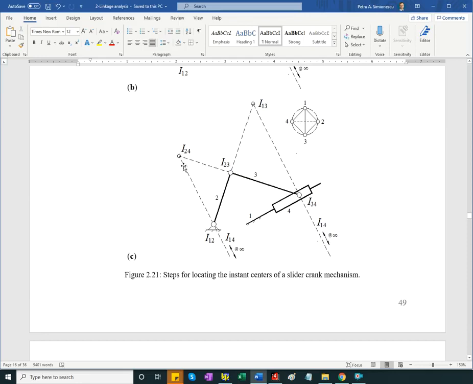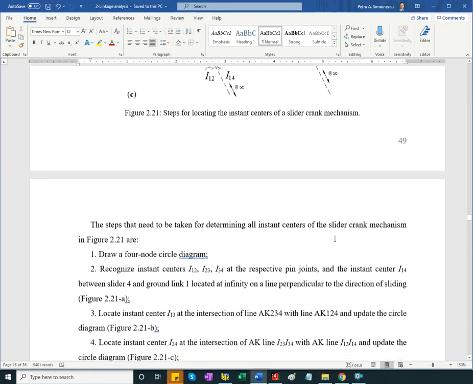Okay, so this is the Kennedy line 1,2,4, and then the other Kennedy line I said connects 2 and 3. So I have 2 and 3, and then 3 and 4. So draw the line, and where it intersects the other Kennedy line 1,2,4, you have the missing instant center 2,4, the one that's shown in dashed line. And this is it.